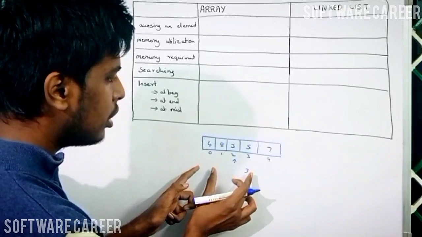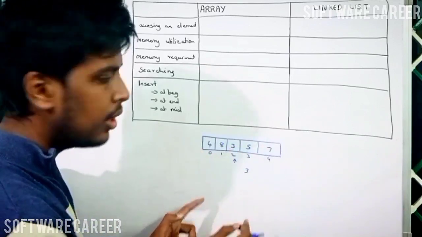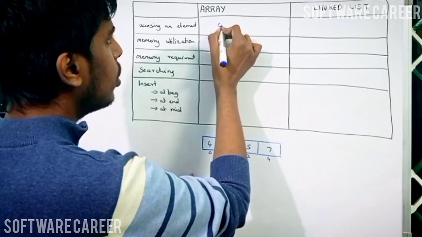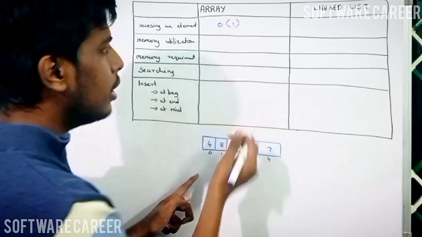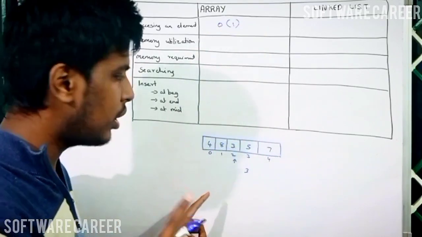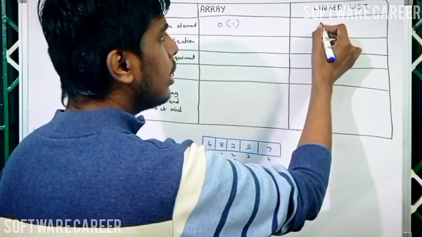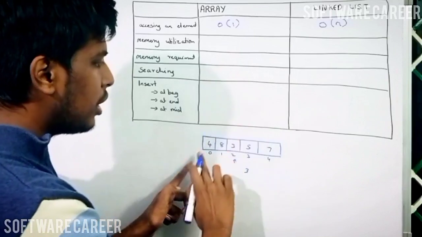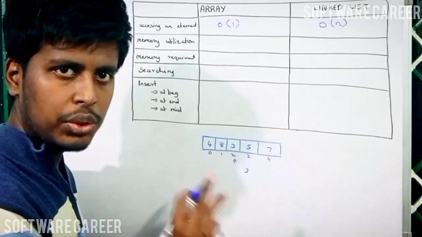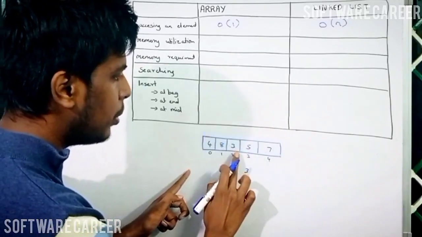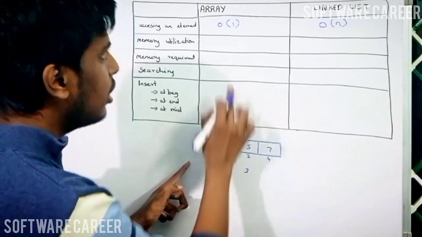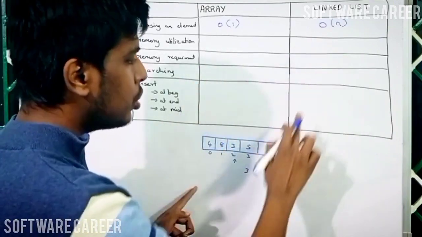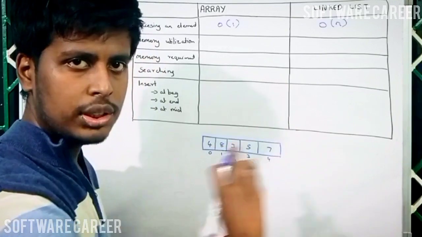What is the time complexity for accessing an element in an array? It takes O of 1. O of 1 means it takes single constant time. Within one step you can get it. Whereas in a linked list it takes O of n. That means in an array there is no need to travel all the elements. You can find the element present at that index within single time. But for a linked list you should travel all the nodes in that linked list.